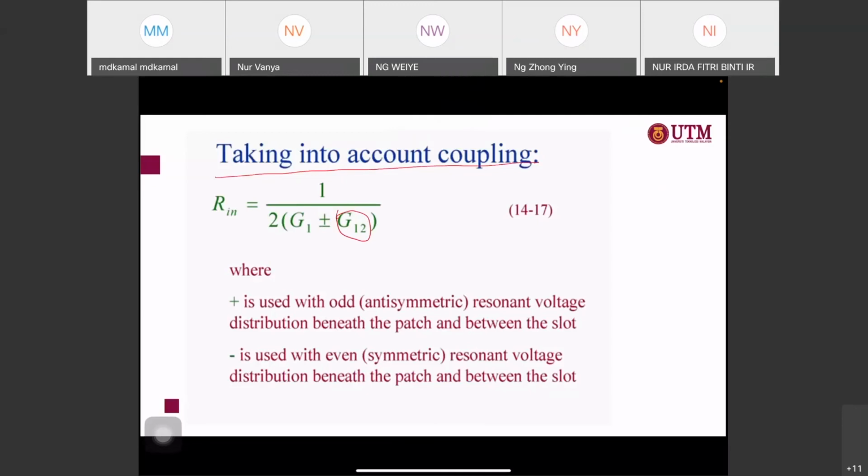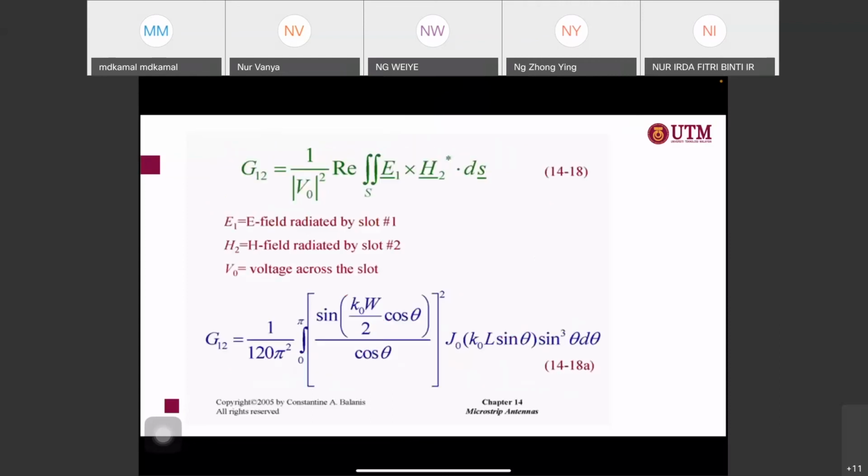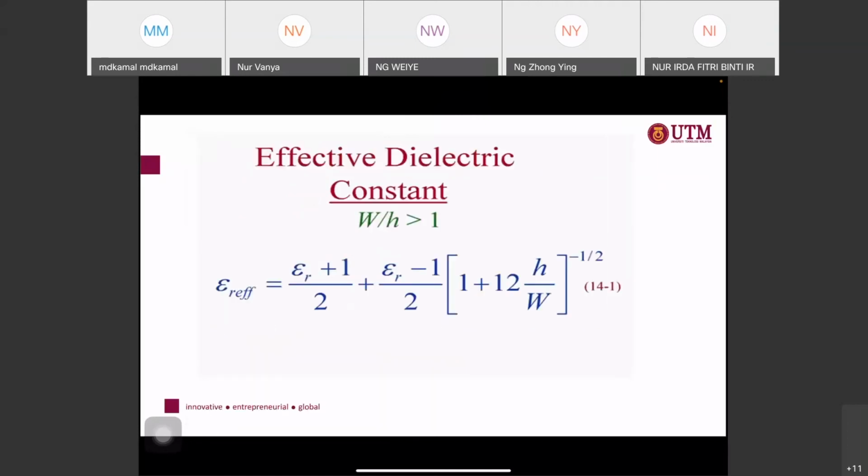Usually we need to use a program to compute the G12 value, where positive is used with odd antisymmetric resonant voltage and negative is used with even symmetric resonant voltage distribution between the slots. So this is how we get the value of your G12 here. G12 is equal to this particular long equation with some Bessel functions.